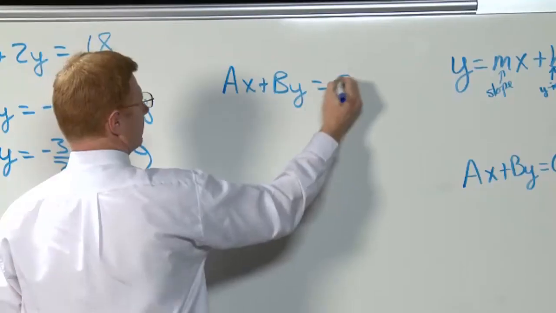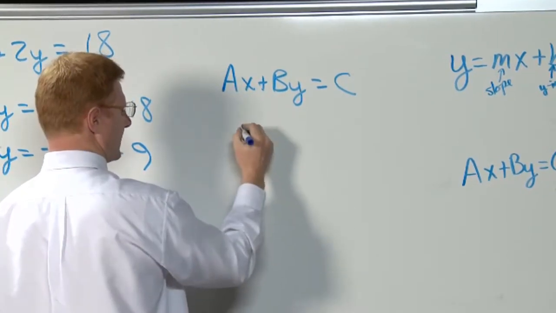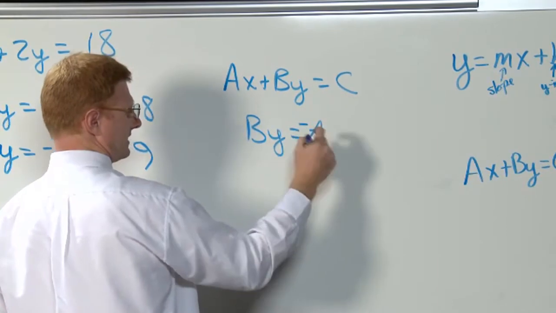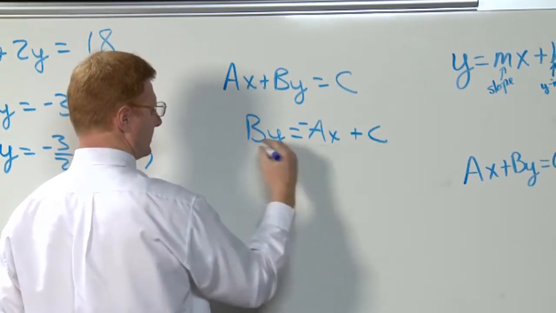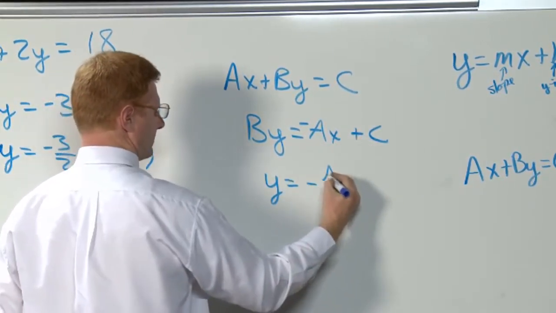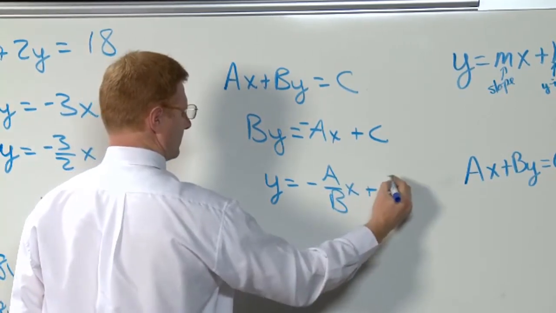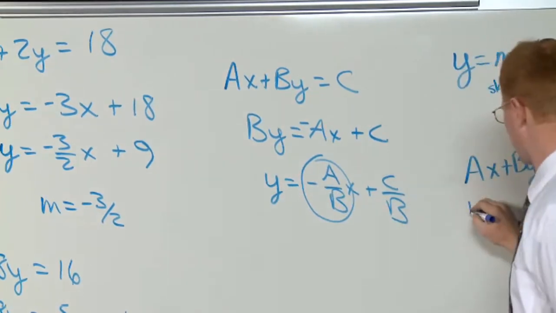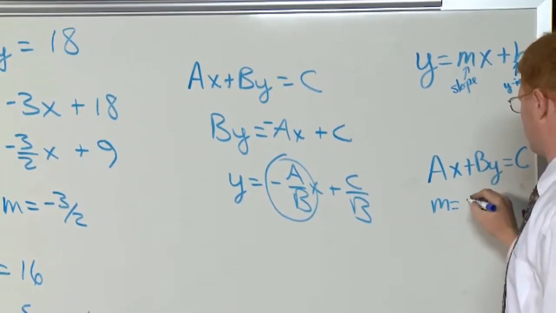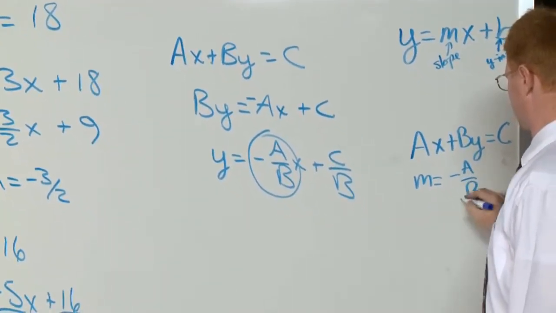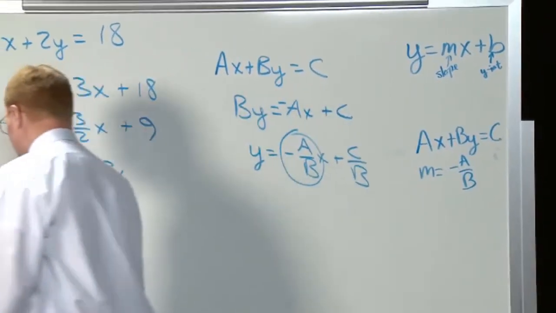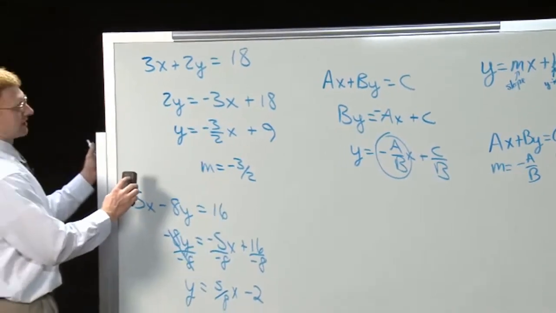Let's get y by itself. Subtract the ax. Notice that minus sign pops up. And divide by b. The slope will always be negative a over b. Now you may ask, why in the world does this help us? Let's do a couple of examples.